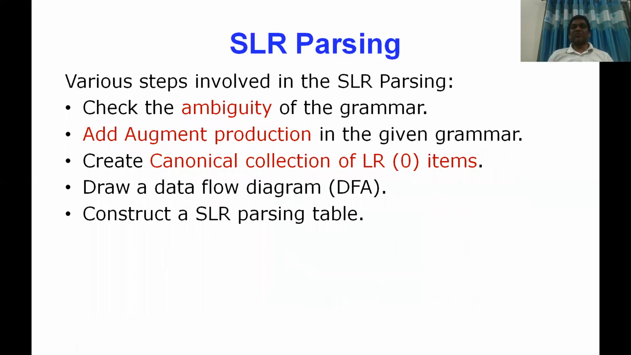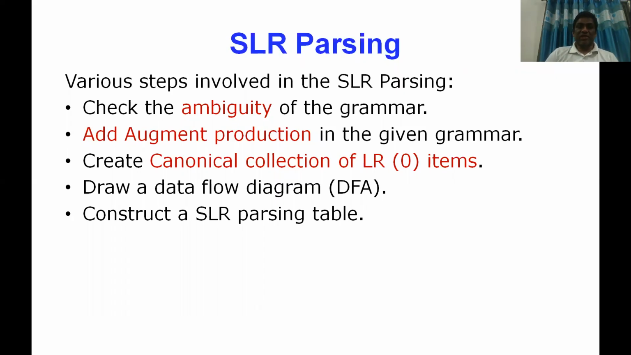These are the steps involved in building an SLR parser. First thing is the grammar should not contain any ambiguity. So you need to check for ambiguity. If at all any ambiguity is there, you simply remove it. We discussed how this ambiguity can be removed from a grammar. And you also need to check for left recursion and left factoring. If anything is required, you need to eliminate the left recursion and also perform left factoring.